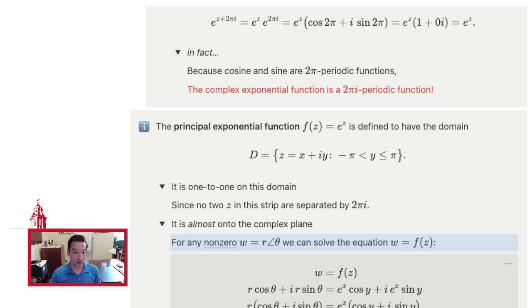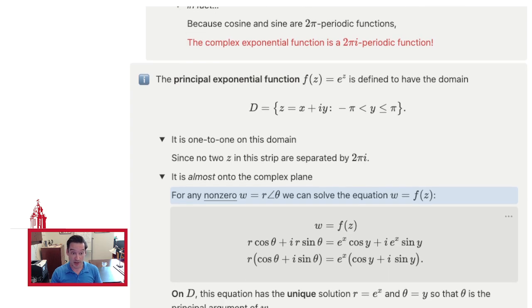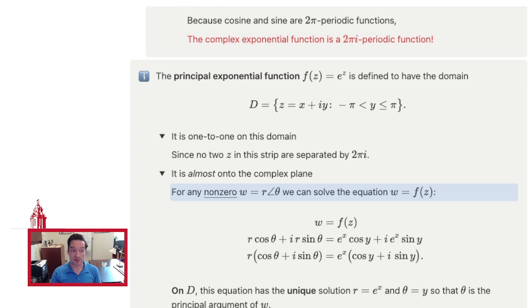Well, w is r angle theta, that's r cosine theta plus i times r sine theta. Meanwhile, f of z, the exponential function, is e to the x cosine y plus i times e to the x sine y. Factor out the r on the left-hand side and the e to the x on the right-hand side, and we find out that as long as our z is taken from this domain that we've defined, there is one and only one solution to this equation. That is to take r equal to e to the x and theta equal to y, so that theta ends up being the principal argument of w.